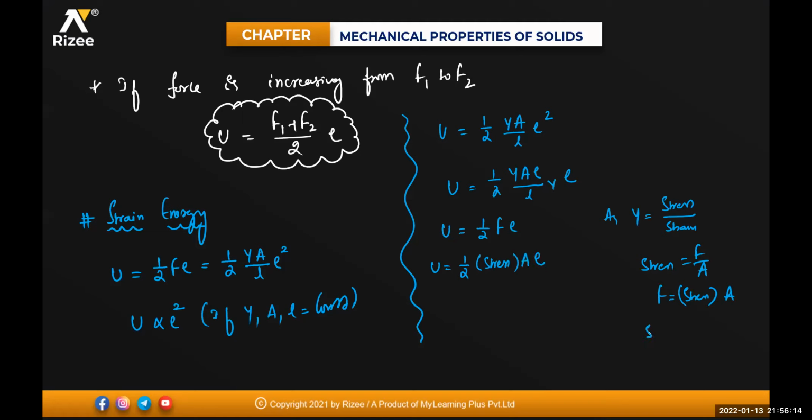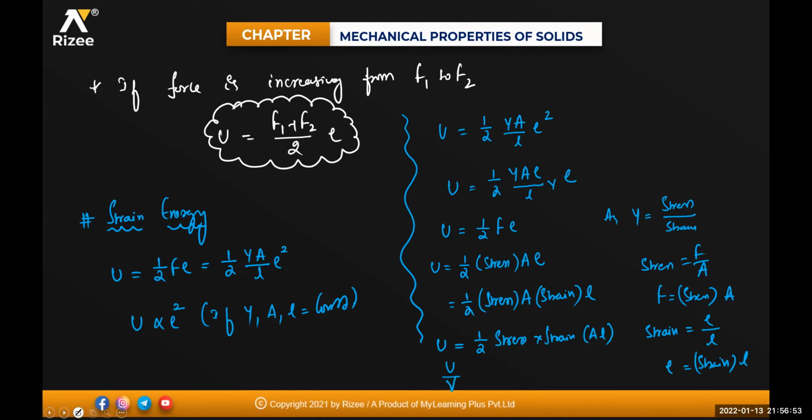Okay, so what do you mean by strain? Strain is equal to change in length divided by original length. That means e is equal to strain into length. So that is equal to half into stress into area of cross section A into strain into L. If I rearrange it carefully, U is equal to half into stress into strain into area into length. Area into length will give me what, beta? Volume. That means energy per unit volume.